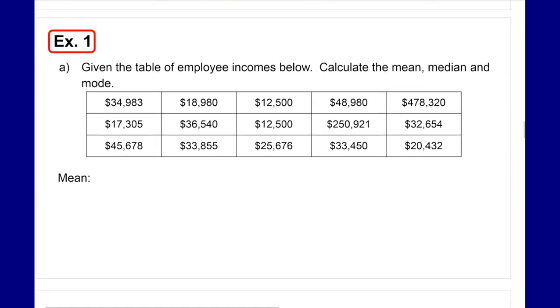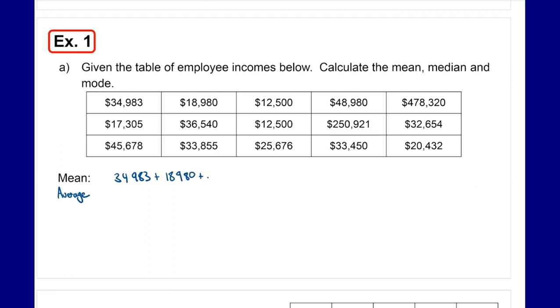Right, so let's look at calculating this. Given the table of employee incomes below, calculate the mean, median, and mode. The mean is the average, so we need to add all of these values up. 34,983 plus 18,980 plus so on, all the way till we get to plus 2,432. All of those values get added up, and we're going to divide by 15 because that's how many values we have.